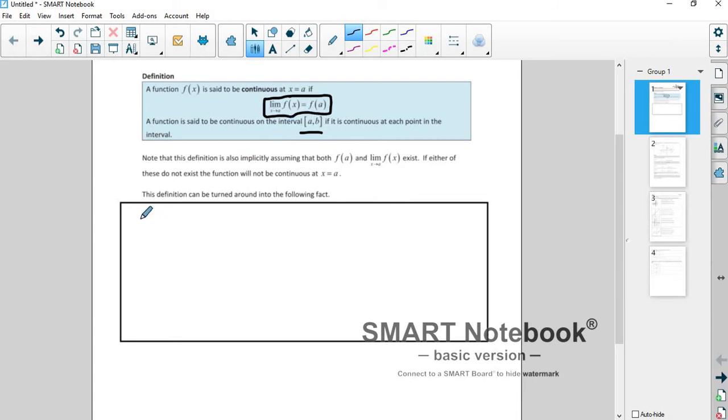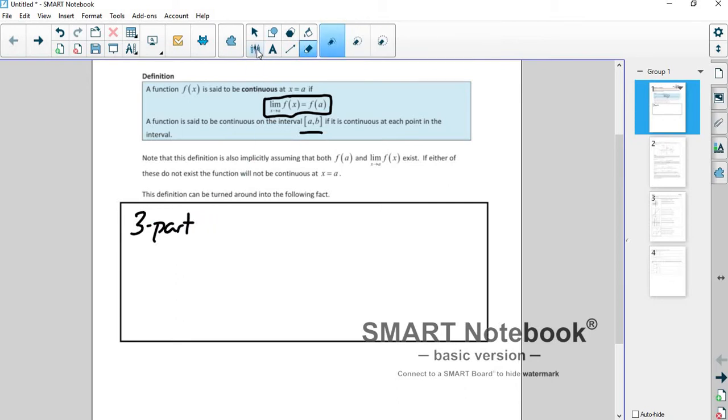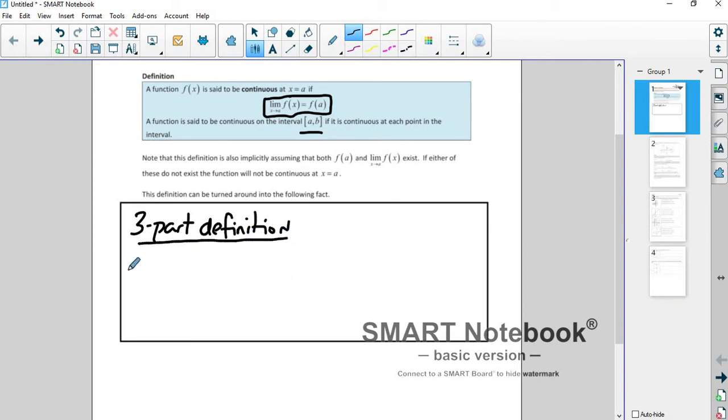This is the definition, but I want you to think about this more as three separate parts. This equation up top is actually saying three things. So this is our three-part definition. And I'm breaking it down for you to make it easier for you to check whether something's continuous. The first part says f of a exists. Right? You can't say the limit equals f of a if f of a doesn't make any sense. If a is not in the domain, then that's a problem.